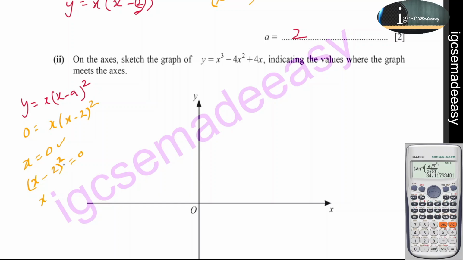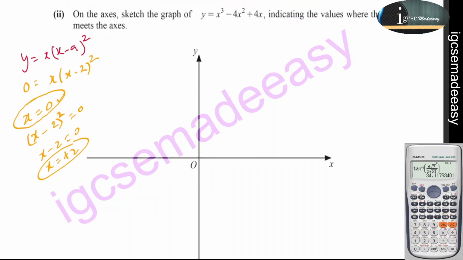Here also the under root will be 0 only, right? So x minus 2 equals to 0, so x will be plus 2. So at point 0 the graph is going to touch the x-axis, and the another point is 2, right? Let's say this is 1 and this is 2. At another point the graph is going to touch the x-axis at plus 2.